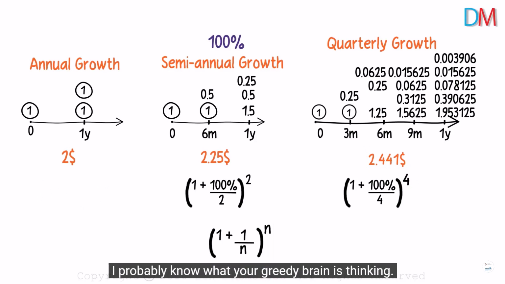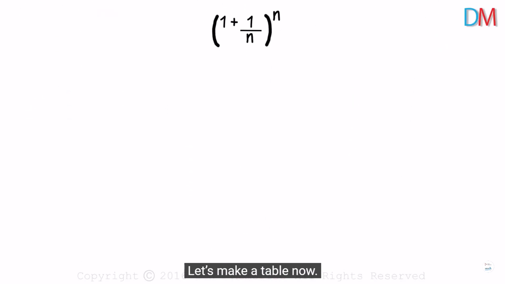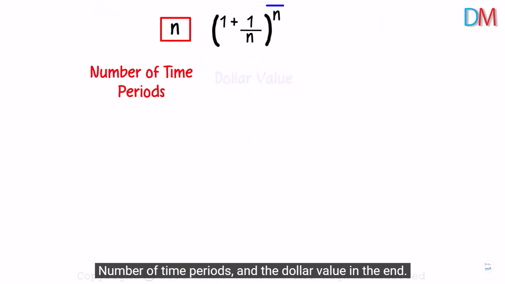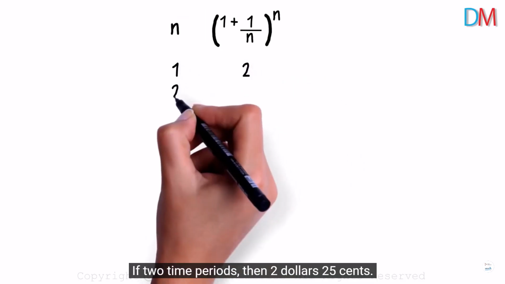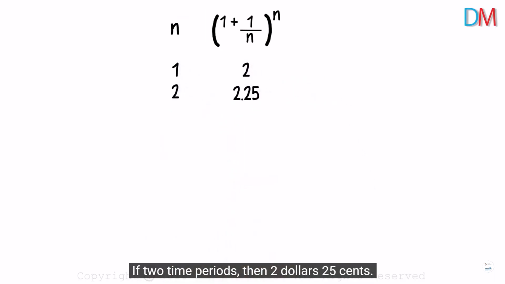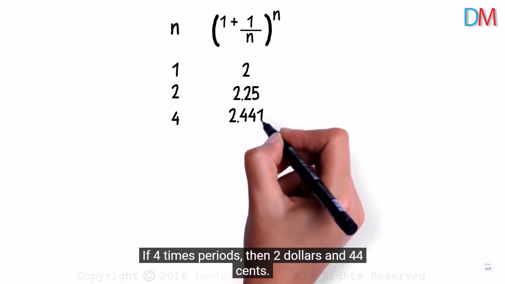I probably know what your greedy brain is thinking. Is it possible to get unlimited money? Let's make a table now. Number of time periods and the dollar value in the end. If it's just 1 time period, the dollar value is 2. If 2 time periods, then $2.25. If 4 time periods, then $2.44.